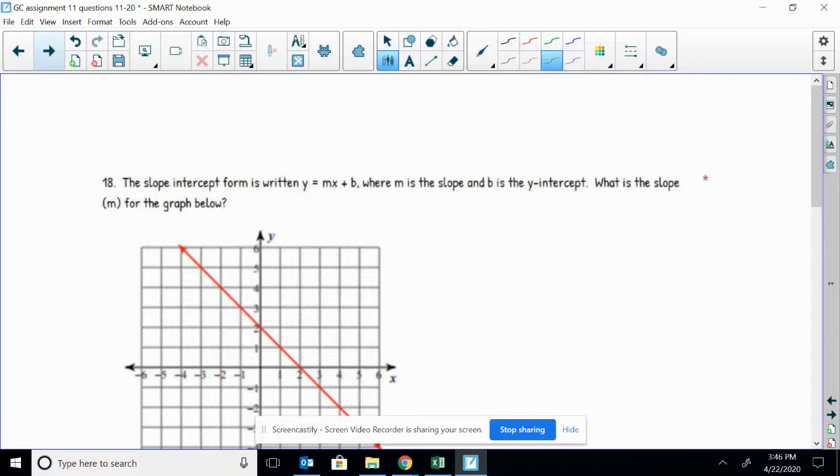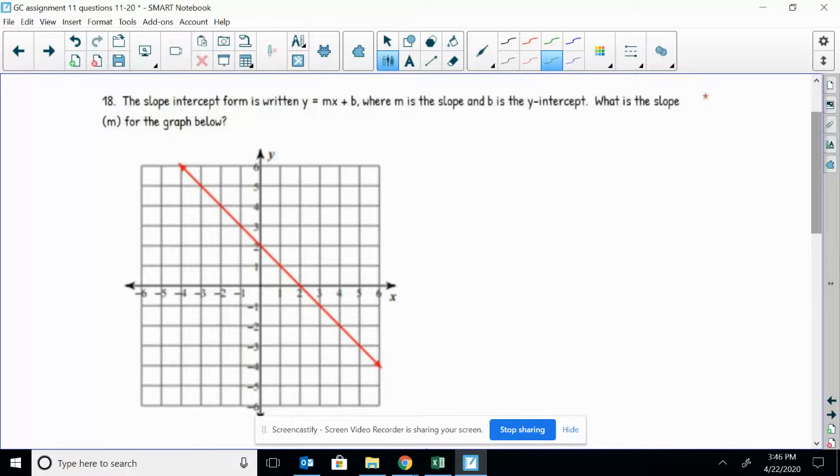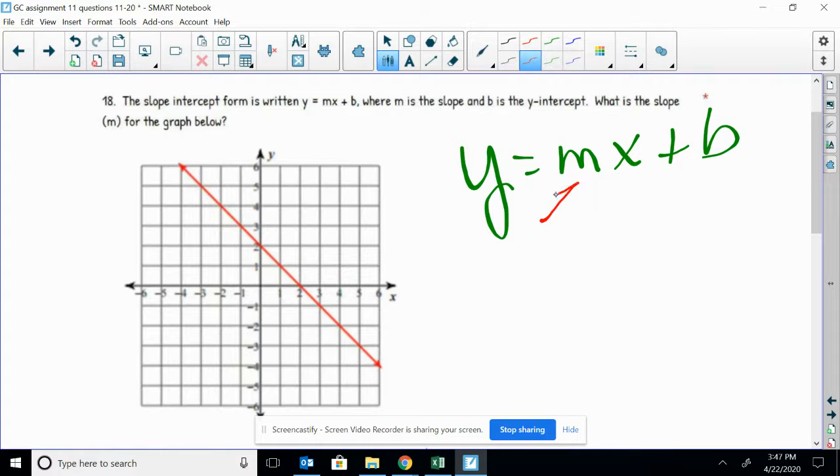Okay, 18. Now we're looking at this equation. First, we're going to find the slope, then we're going to find the y-intercept, and once we have our slope and y-intercept, slope is m, y-intercept is b, then we can write our equation. So looking at here, we know that it goes up 1 and over 1 every time. However, it goes backwards. So our rise is 1, our run is -1. So our slope is -1.